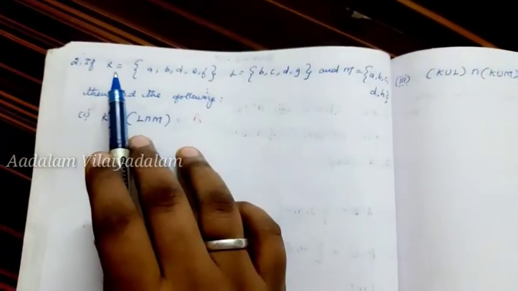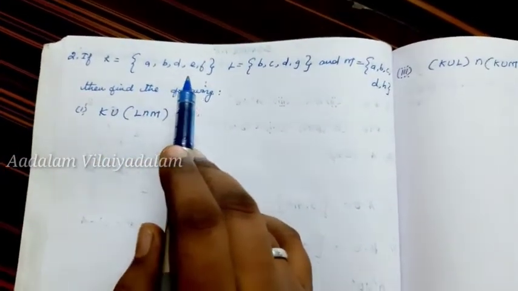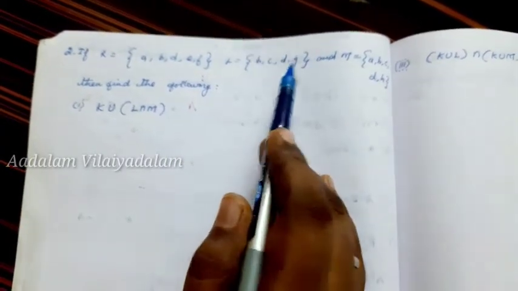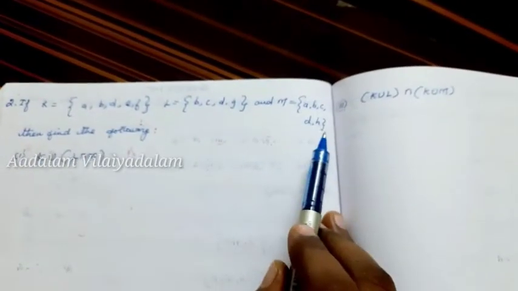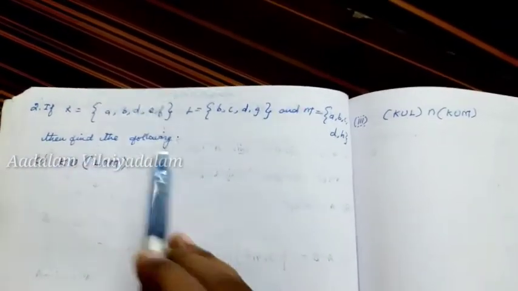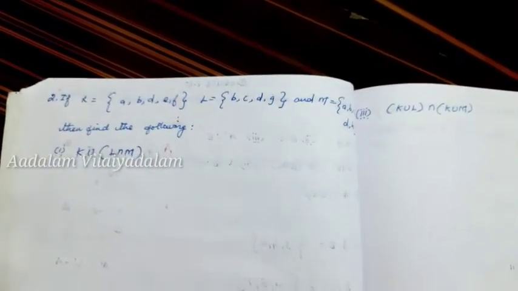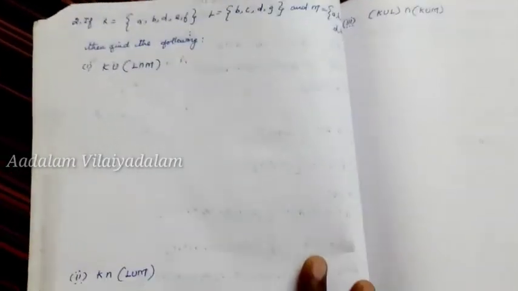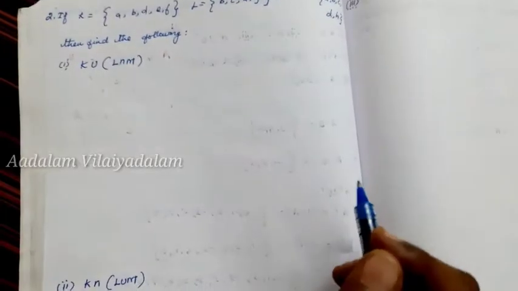The second question is: if K equals A, B, D, E and F, and L equals B, C, D, G, and M equals A, B, C, D, H, then find the following. So subdivisions are given, but at the end of the question they have asked to verify the distributive laws. So let's find the first one.